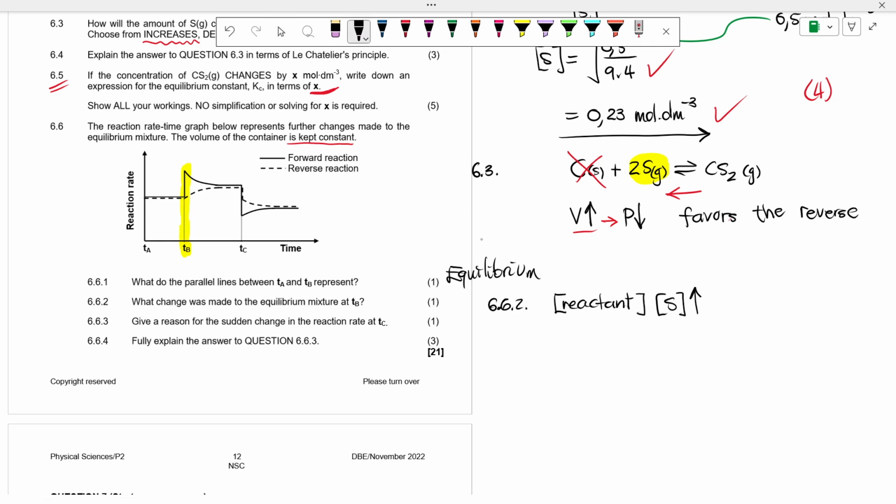6.6.3. Give a reason for the sudden change in the reaction rate at TC. Now looking at TC, why do we have that change?